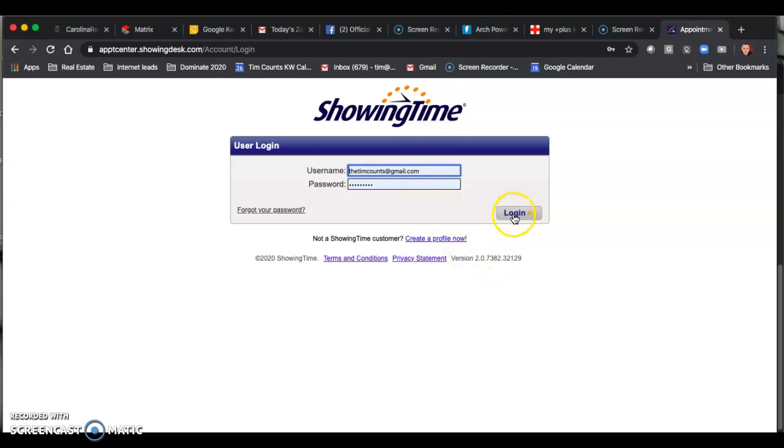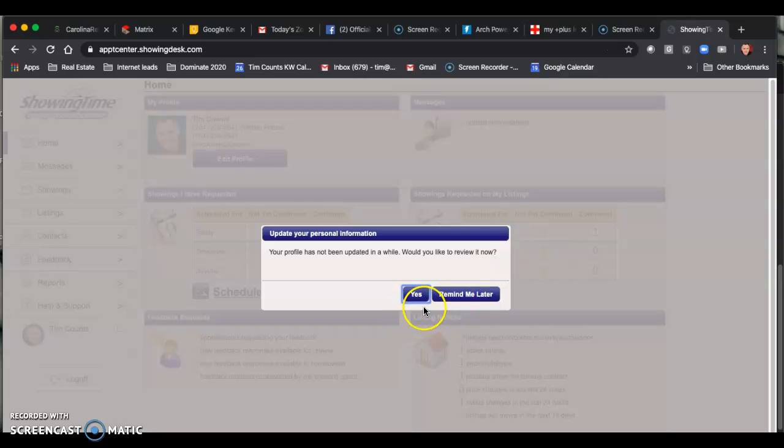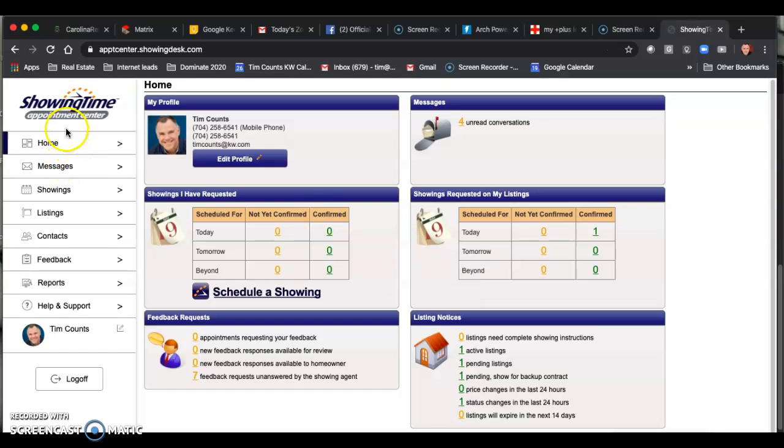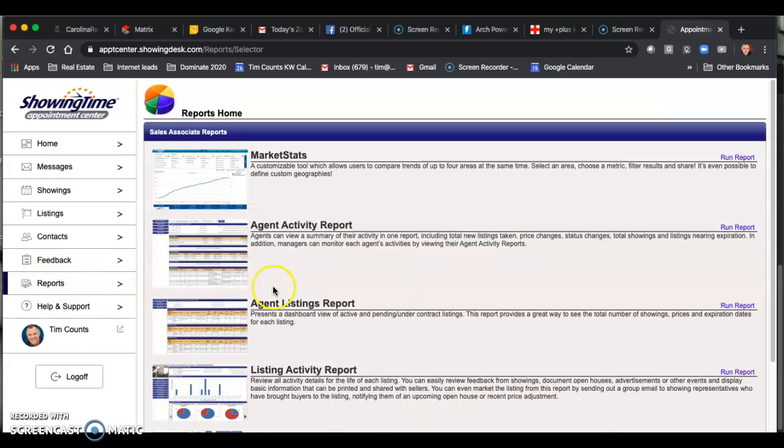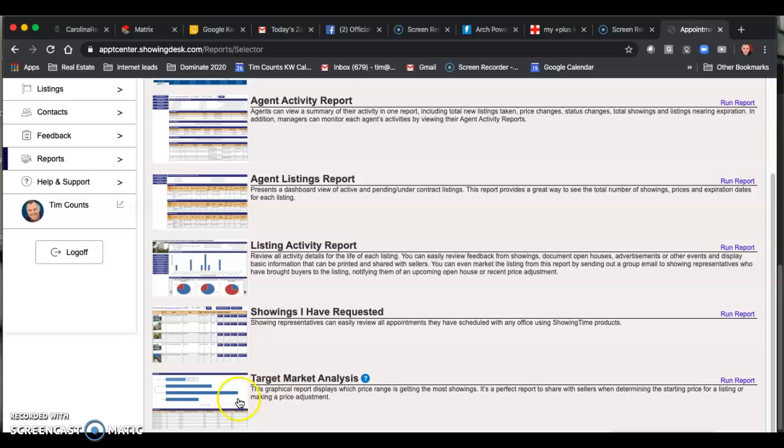Log into showingtime.com. Over here on the left, you're going to go to Reports. Click on Reports. Scroll to the bottom, and we're looking at the Target Market Analysis Report. Click on that.